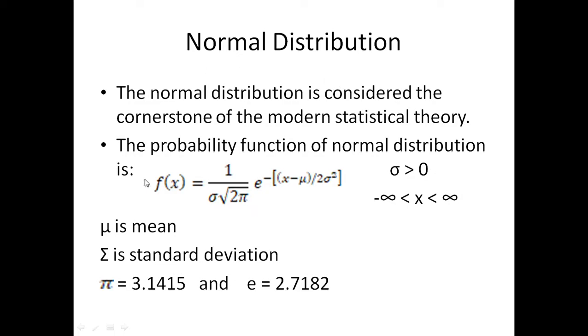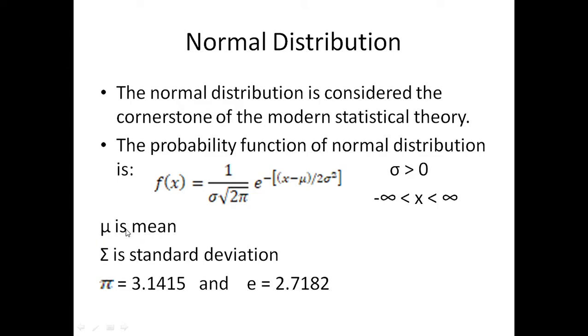Now, as I have told you before, and as we discussed in the last lecture, every distribution has its own probability function. The probability function of the normal distribution is f of x equals 1 by sigma under root 2 pi, into exponential of power minus (x minus mu) squared divided by 2 sigma square. Now, what is mu here? This symbol is called mu. This is the mean.